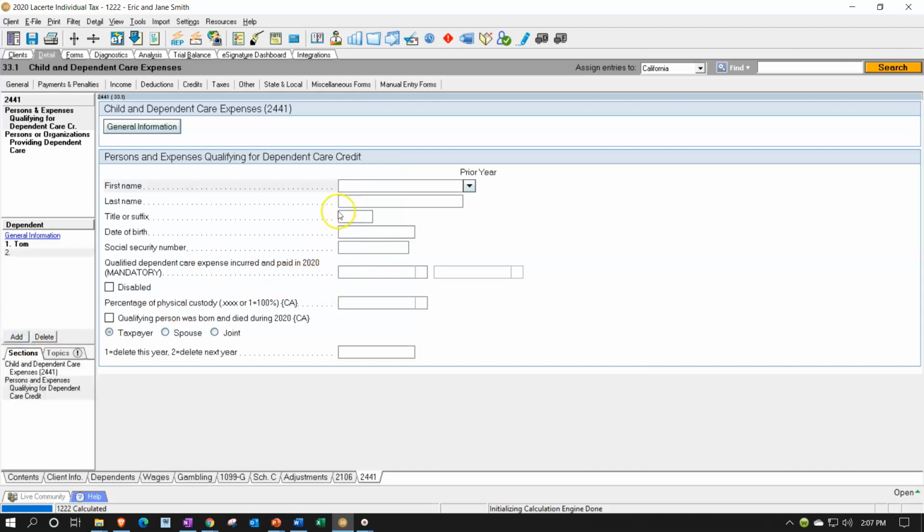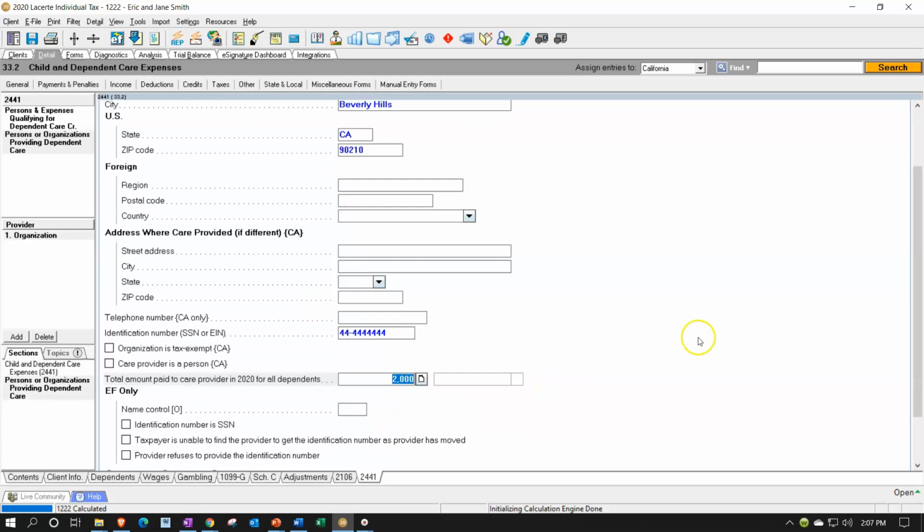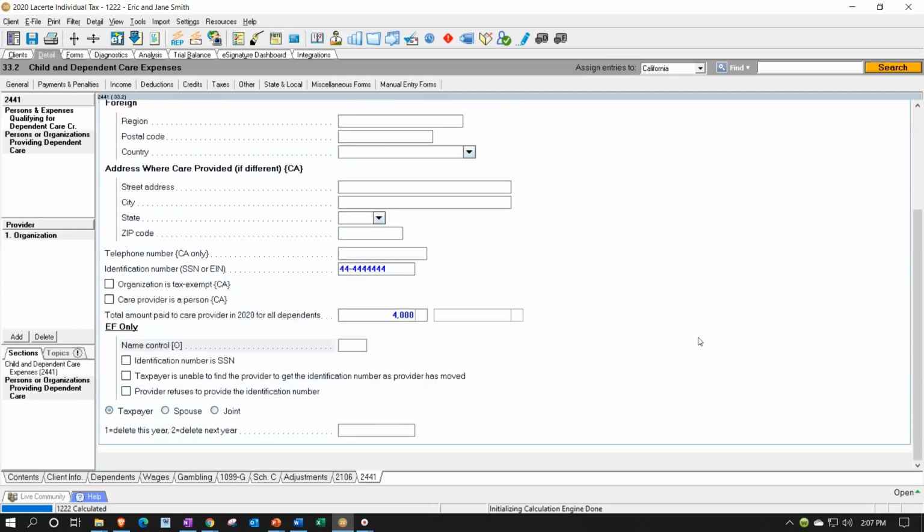So I'm going to add another one and say this one's going to be for Sam. This one's going to be for Sam. There it is. Okay, and then we're going to say that the amount that was put in for Sam was another 2,000 as well. And then I'm going to put this to the same organization. So I'm going to go to the same organization and say we paid them not 2,000 just for one person, but now 4,000. Because we got two dependents to the same organization that we paid.